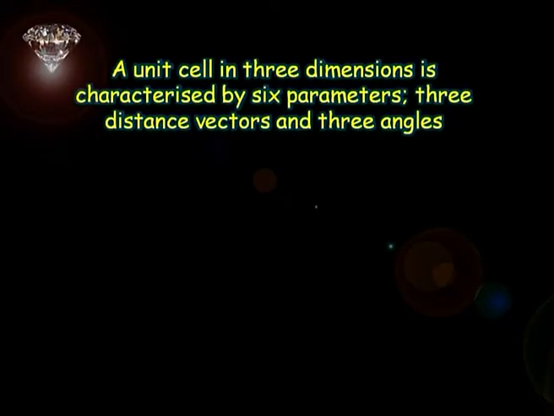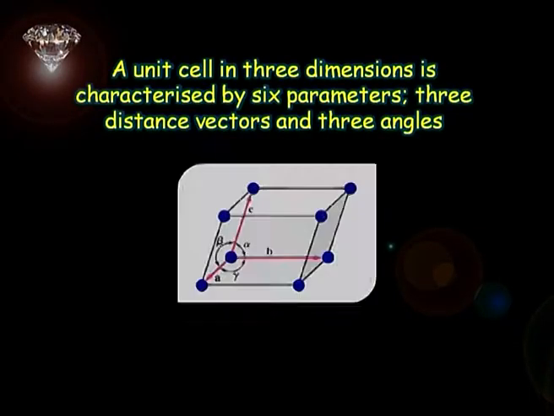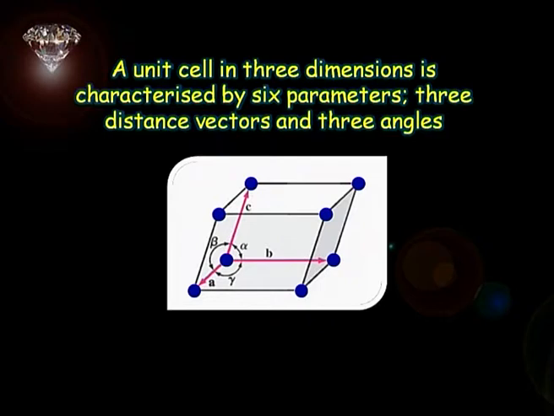A unit cell in 3 dimensions is characterized by 6 parameters now. You remember that in 1 dimension, we had only one requirement, just a distance vector. In 2 dimensions, we needed 2 distance vectors and 1 angle between them. In a 3-dimensional unit cell, we need 6 parameters. There will be 3 distance vectors, that is, the A dimension, B dimension and C dimension, and the respective angles between them. Let us see how they are defined.